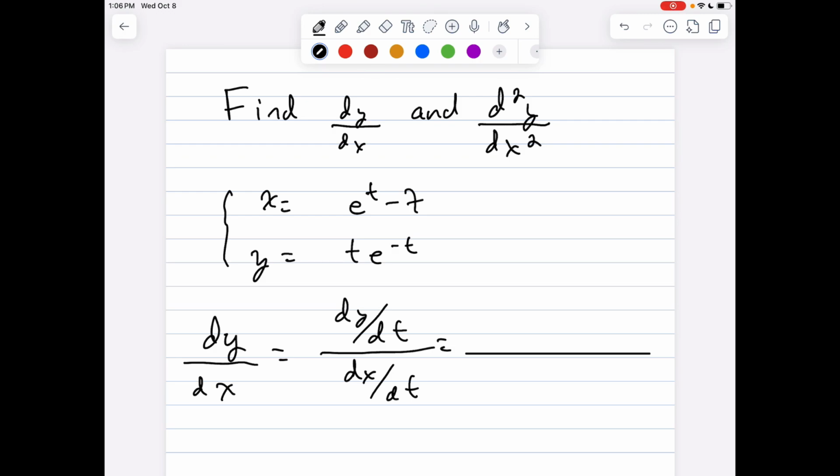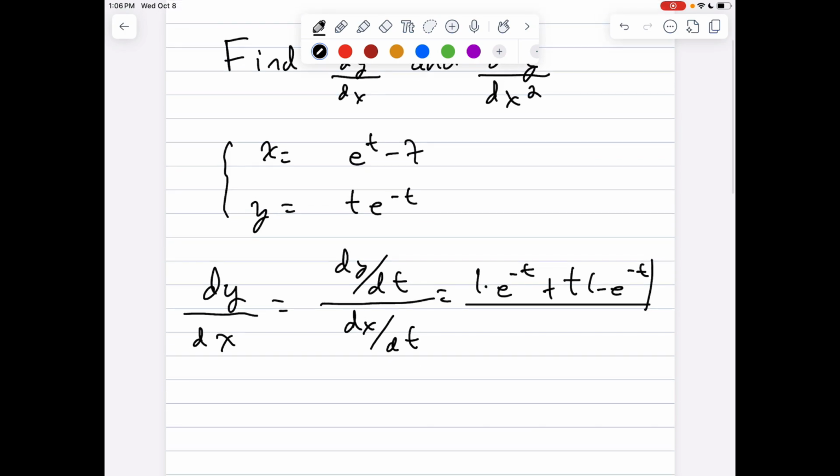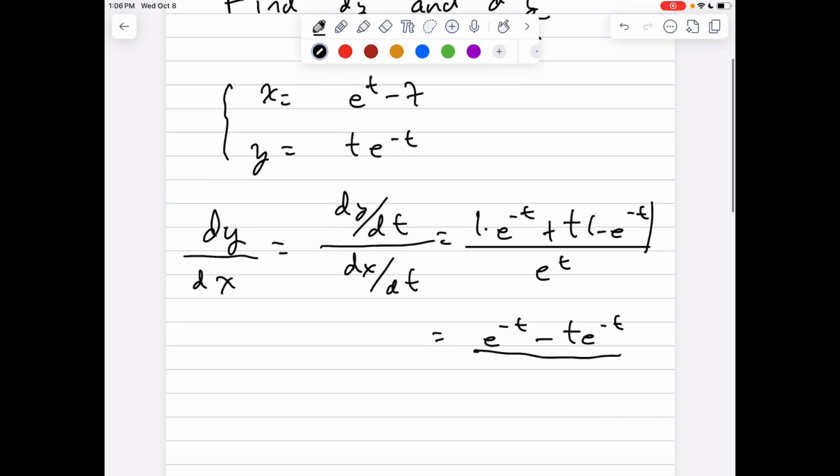If I took the derivative of t, that'd be 1. So 1 times e to the minus t, plus then we hold t, take the derivative of e to the minus t, that's negative e to the minus t. And for dx/dt, that's just e to the t, the 7 goes away. We simplify the numerator over e to the t.